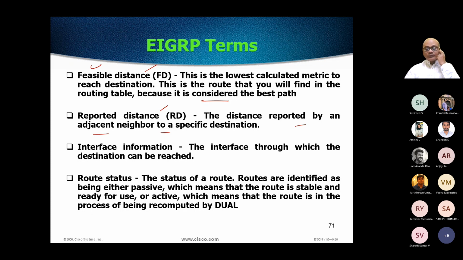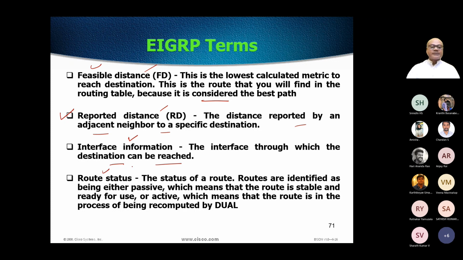Okay, we need some scenario. You want a specific separate path to reach your neighbor networks. So in that scenario, we will use this report distance. It also maintains the interface information through which the destination can be reached. When I reach this interface, I can get all these details from this neighbor EIGRP router.